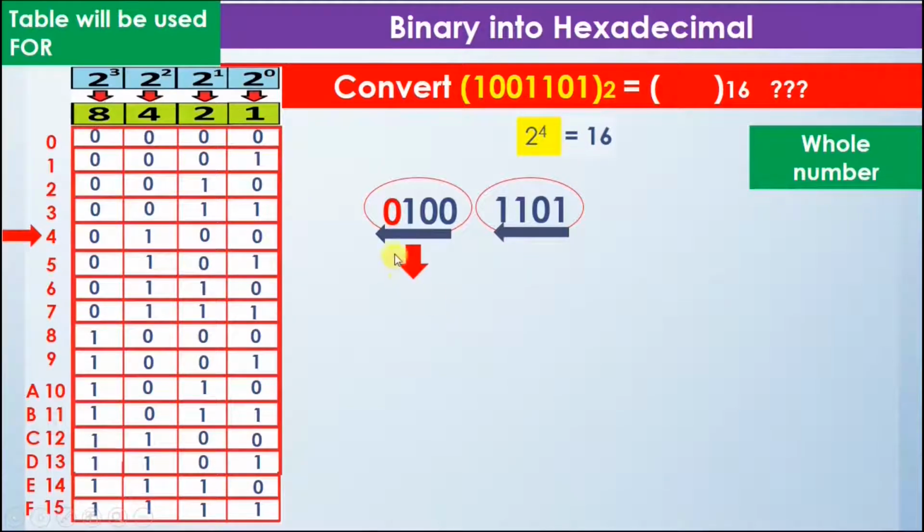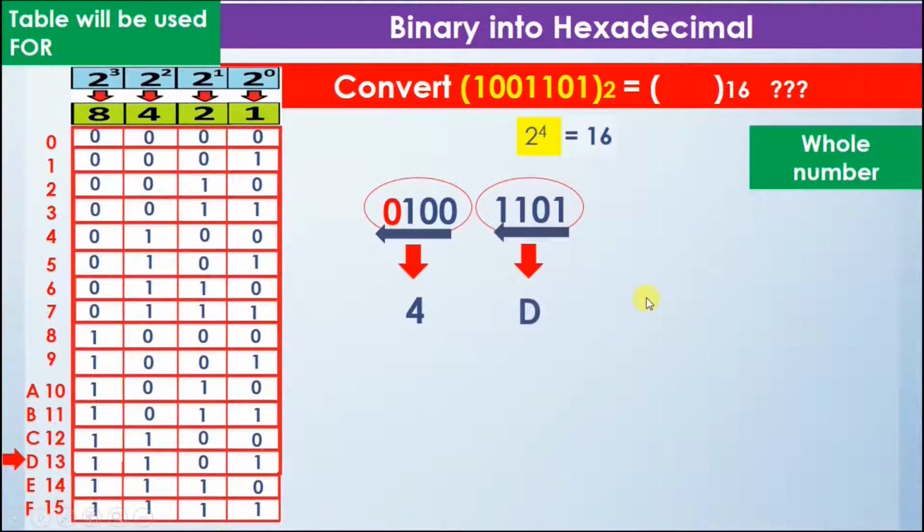So first of all, we will find the binary value 0100 in the table. So where is the binary value 0100 in the table? Here is the binary value and it is equal to which digit in hexadecimal? That is 4. So we write 4 here. Next we have the group 1101 and we will find it in the table. So where is 1101 in the table? Here is 1101 in the table and it is equal to which value in hexadecimal? That is D. So we write 1101 as D.